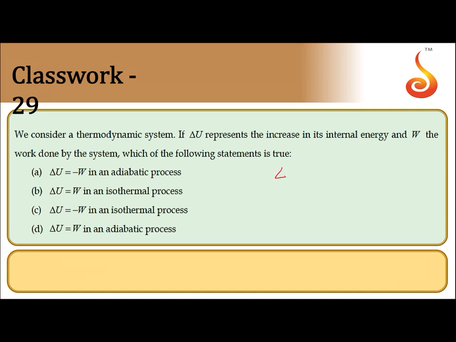So according to first law of thermodynamics, delta Q is equal to delta U plus delta W. So in isothermal process, delta U is 0. So none of the options match. So isothermal process is a wrong answer. We have to check for only adiabatic process. In adiabatic process, delta Q is equal to 0. 0 is equal to delta U plus delta W. So clearly delta U is equal to minus delta W, or you can take it as simply W only. That is for adiabatic process. That is option A.